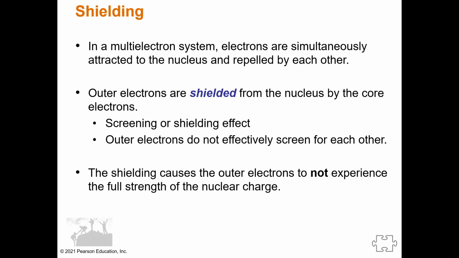Just to review a little bit more, when we have a multi-electron system, the outer electrons are going to be repelled by the inner electrons, but they're also going to be attracted to the nucleus. Also, the outer electrons are not going to do any shielding. They're not going to shield each other from the positive charge. Only the inner electrons will do that. So that's why our Z effective formula is just simply number of protons minus the number of inner electrons.